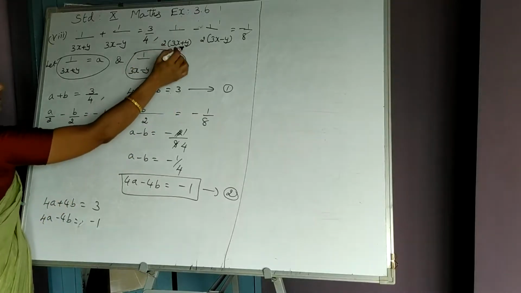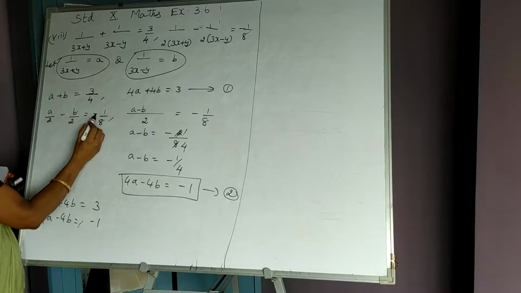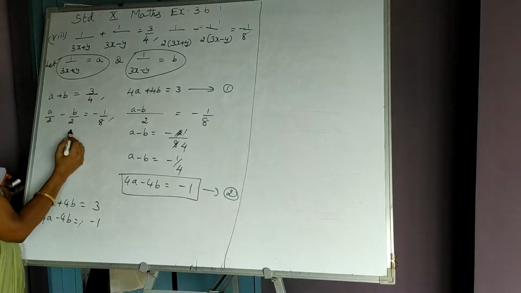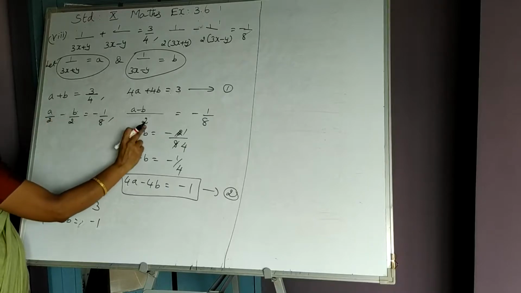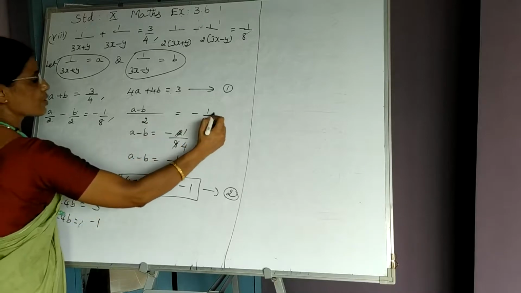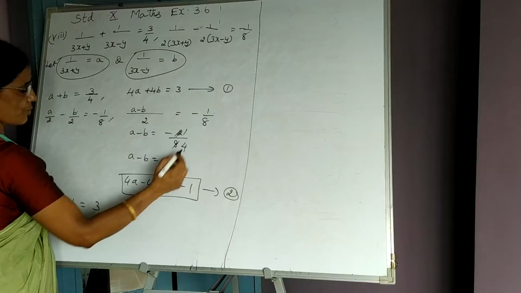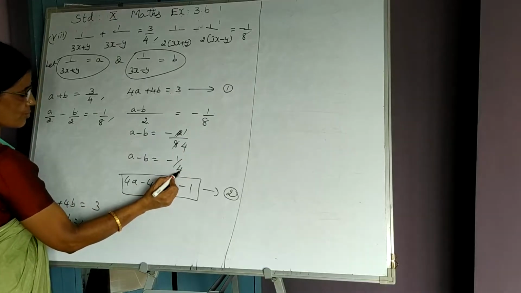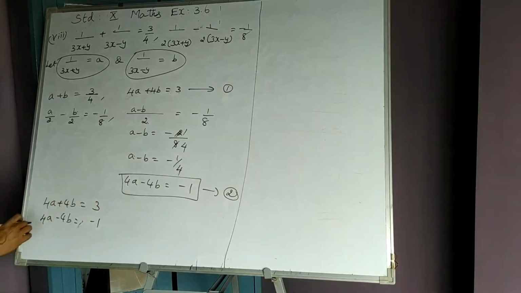The second equation, using the substitution, we get a upon 2 minus b upon 2 equal to minus 1 upon 8. So, LCM is 2. So, we get (a minus b) divided by 2 equal to minus 1 upon 8. This 2 goes to this numerator. We have to cross multiply. Cancelling, we get 1 upon 4. Again, to remove this 4, we do cross multiplication. 4a minus 4b equal to minus 1.